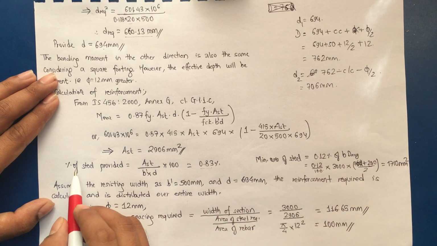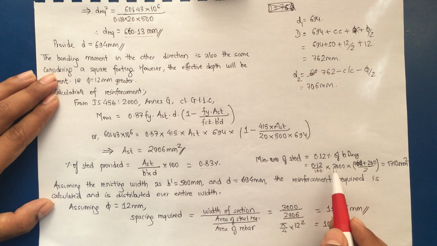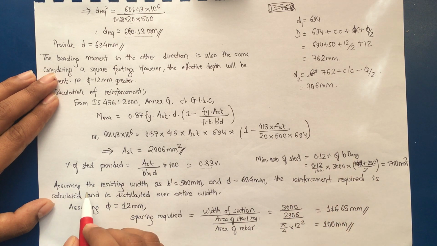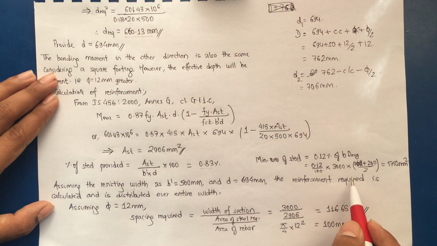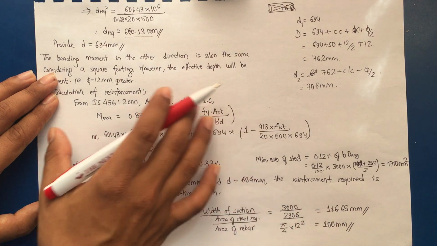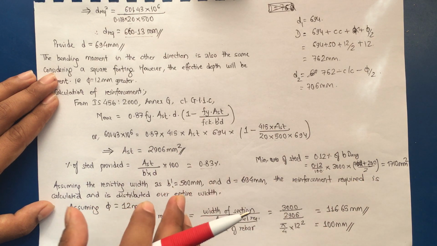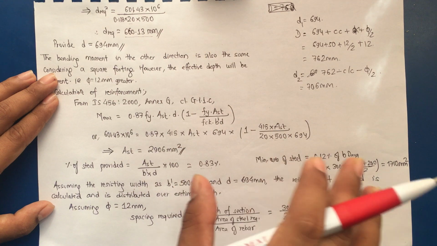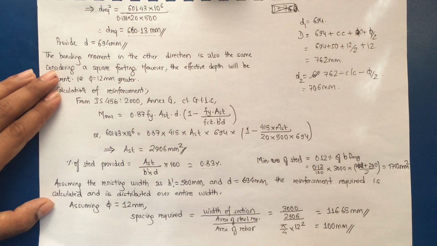and if we put this value, 762 plus 200 by 2, this comes as 1710 mm square, and the provided steel is greater than the required one or the minimum area criteria, so it is okay. Assuming the resisting width as B dash 500 mm and D as 694 mm, the reinforcement required is calculated. So we have calculated the reinforcement considering these two conditions. Now this reinforcement will be provided or distributed over the entire width. So this is how the reinforcement distribution is done for the sloping footing.